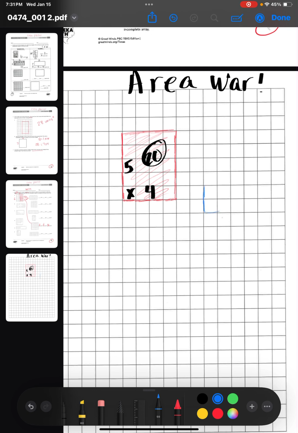So here I'm going to add 2 by 3. I'm going to shade it in. My dimensions were 2 by 3. 2 times 3 is 6. So this rectangle has an area of 6 units squared.